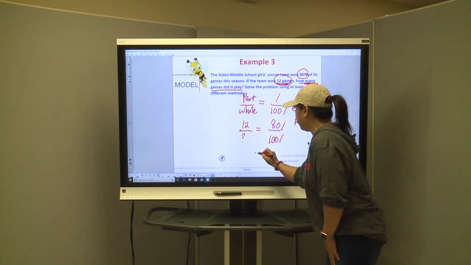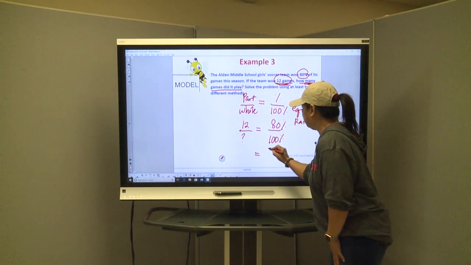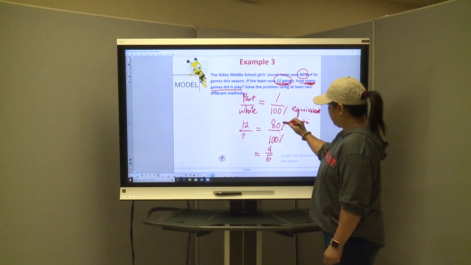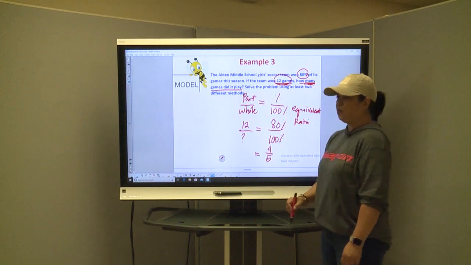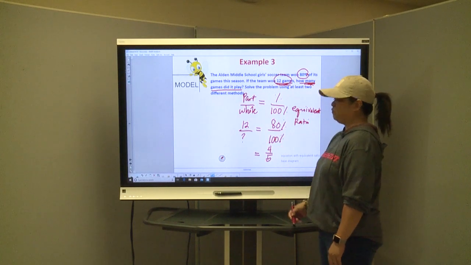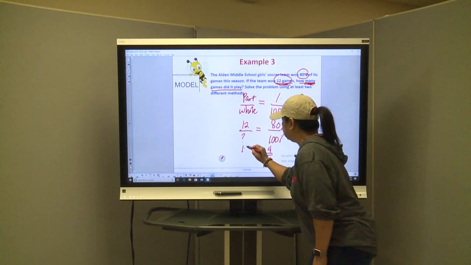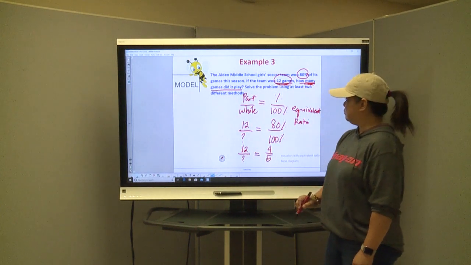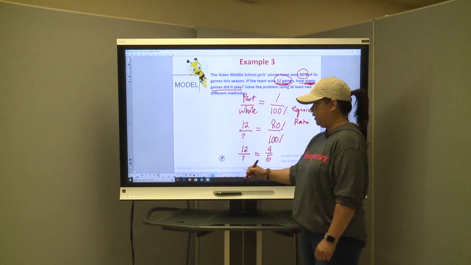80 over 100, I can just simplify that to what? 4/5. Yep. 4 times 20 is 80. 5 times 20 is 100. So 80 over 100 is 4/5. So I'm going to do this. Now, do you think we can solve for the missing term?